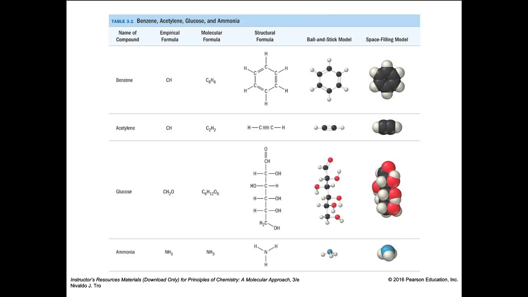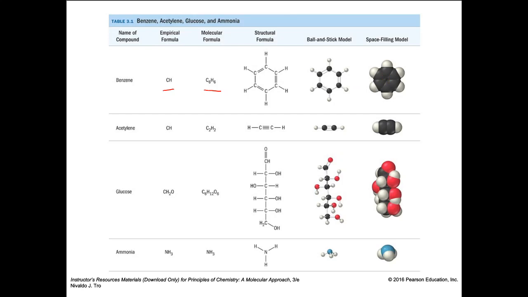Here we have benzene, molecular formula C6H6. If I reduce that by 6, I get the empirical formula CH. For the structural formula, benzene is a ring of carbon with double bonds in it. The ball and stick is very similar, it just so happens that this is more like a planar compound. No problem there. And the space filling model shows that there's really not a lot of space in here. It's pretty much all filled up by those electrons.